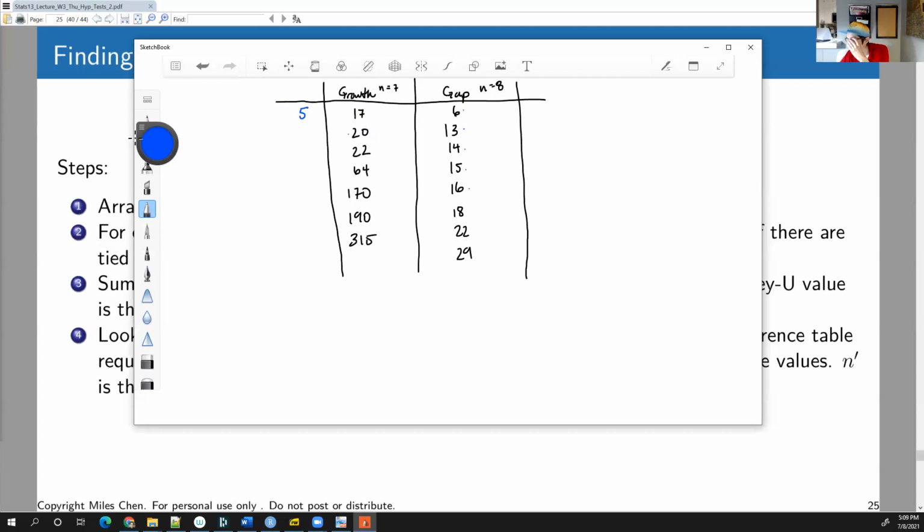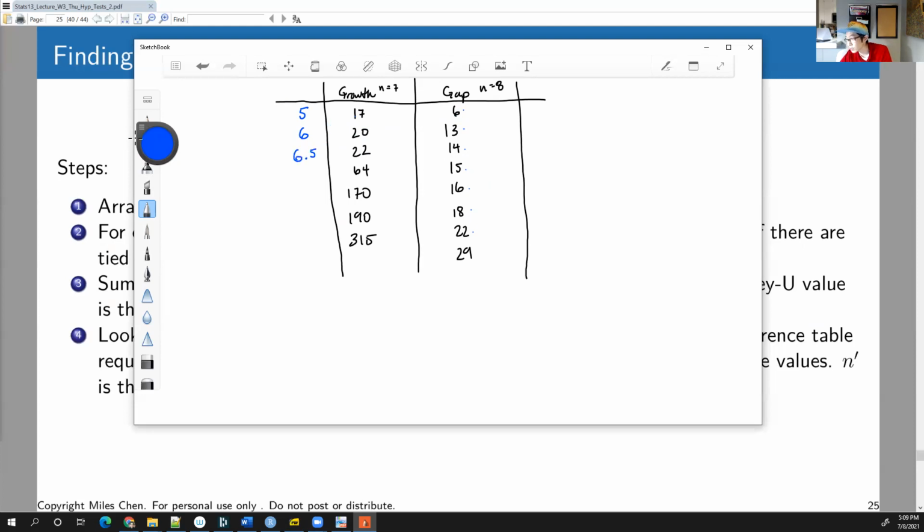Then I go to the next value, 20. Okay, so I got 1, 2, 3, 4, 5. 18 is less. I've got 6 values that are less. Okay, the next value is 22. So these 6 values, and we have a tie. Okay, ties are going to be worth 1/2 each. So I'm going to do 6.5.